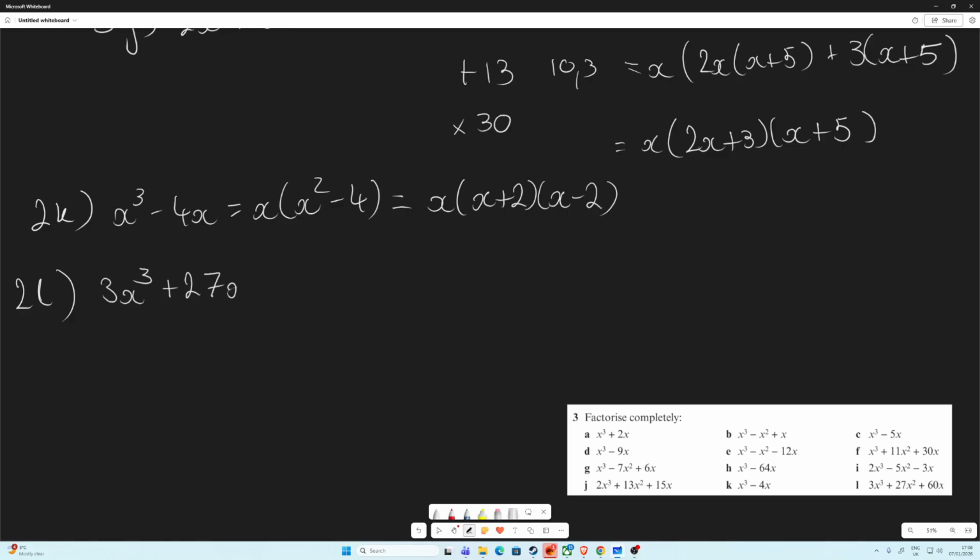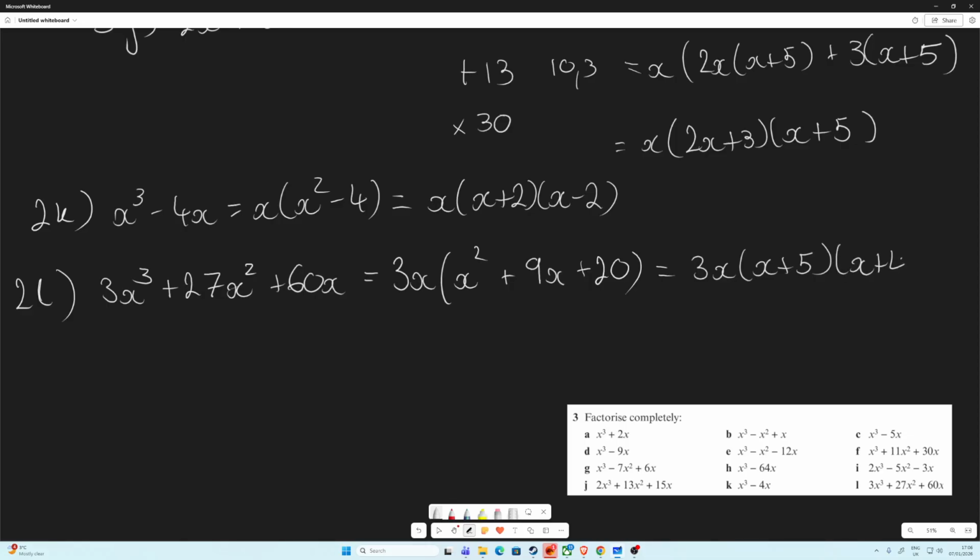plus 27x squared plus 60x. Let's take 3x out. We're left with x squared plus 9x plus 20. Okay, this will be 5 and 4, so that's simply 3x times x plus 5 times x plus 4, and that is question 3.